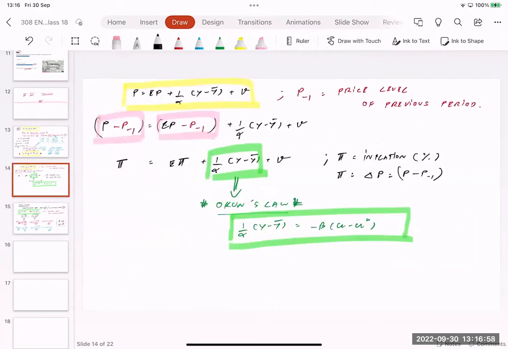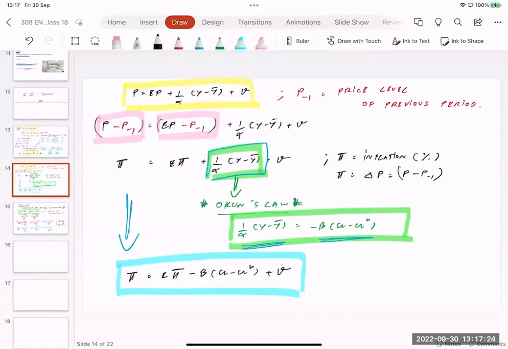So after you understand the Okun's law equation, we're going to plug it in here, this guy. In the end, what you're going to have is pi equal to expected pi minus beta (U minus UN) plus V. This is what we want. After we plug in Okun's law, we have what we call the Phillips curve. This is the Phillips curve equation. Finally, we have the Phillips curve equation.